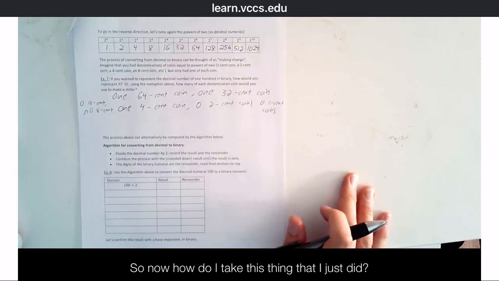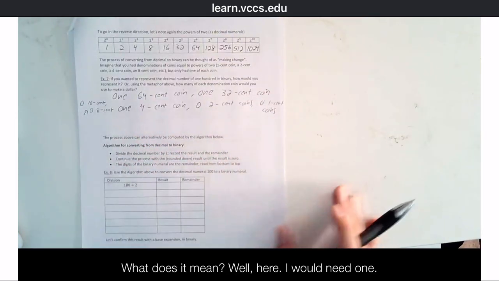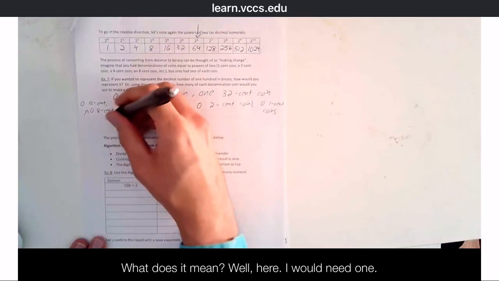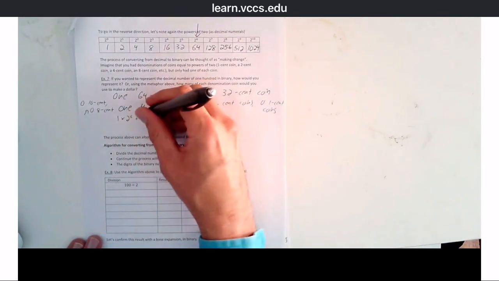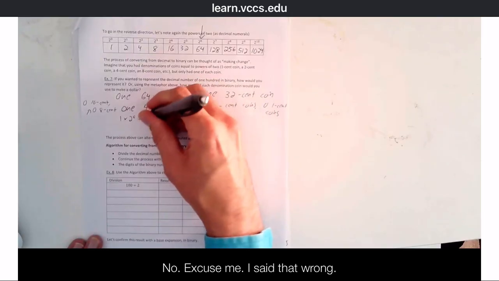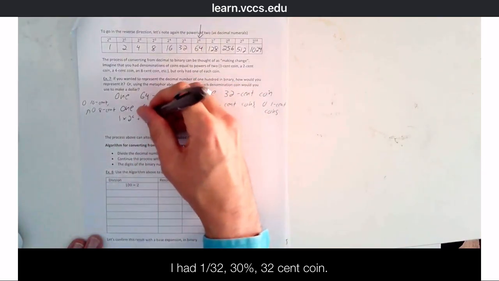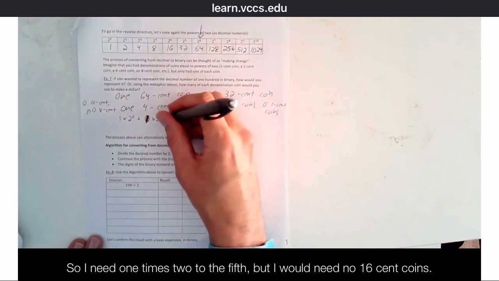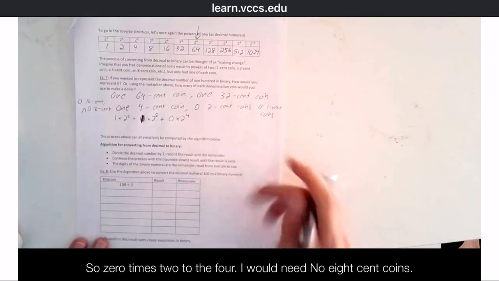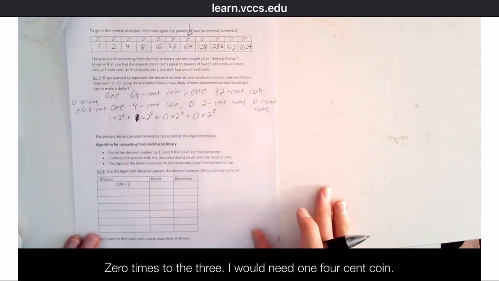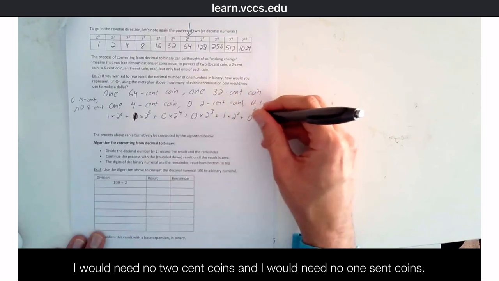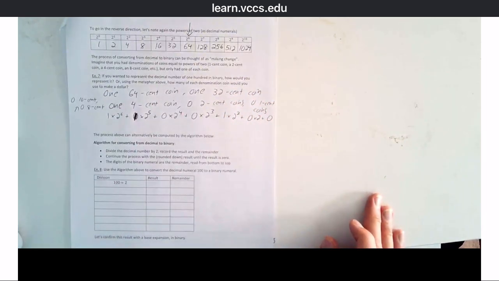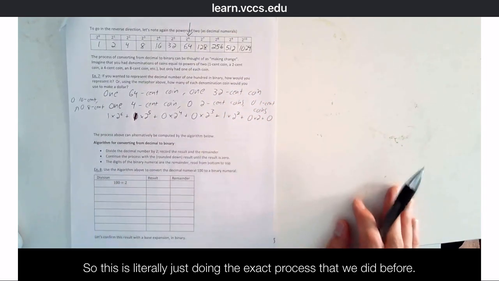Okay, so now how do I take this thing that I just did? What does it mean? Well, here, I would need one 64-cent coin, which was worth 2 to the 6th cents. I had one 32-cent coin, so I need 1 times 2 to the 5th. But I would need no 16-cent coins, so 0 times 2 to the 4. I would need no 8-cent coins, 0 times 2 to the 3. I would need one 4-cent coin. I would need no 2-cent coins, and I would need no 1-cent coins. So this is literally just doing the exact process that we did before, but in reverse.